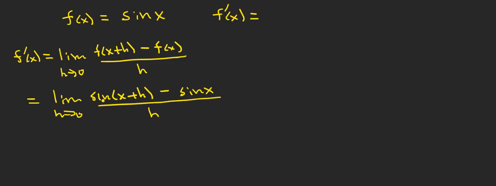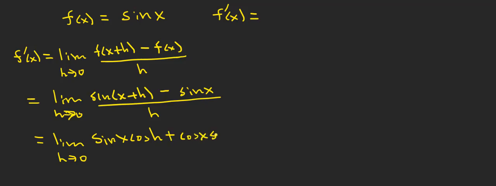And what is sine of x plus h? Well, from trig, as h goes to 0, it's going to be sine x cosine h plus cosine x sine h. And then you got minus sine x, all over h.